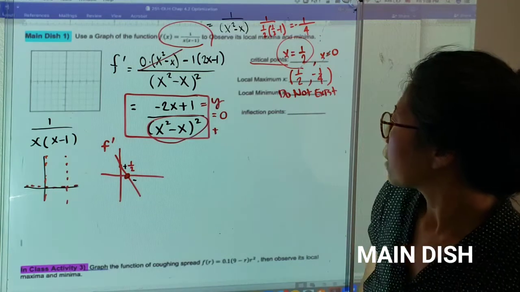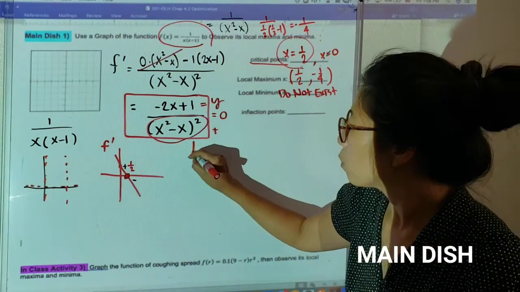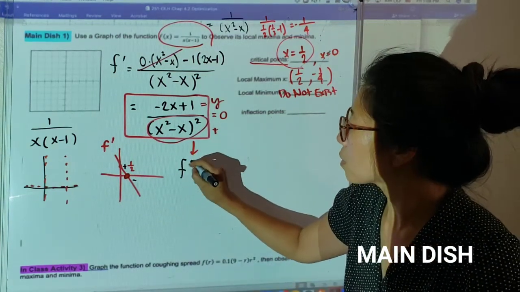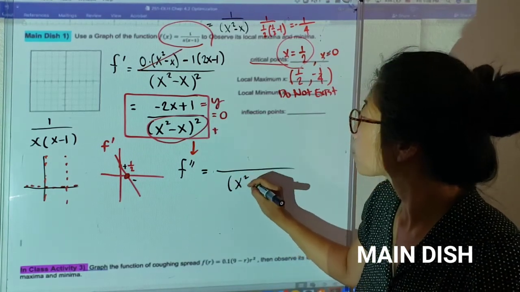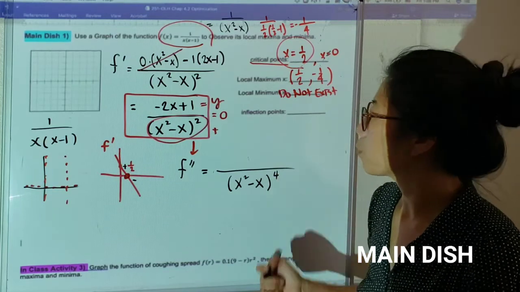Then I can find the inflection point. How are we going to find the inflection point? We're going to take another derivative. So let's take the second derivative. Then one more time, denominator squared. That's going to be the fourth power.